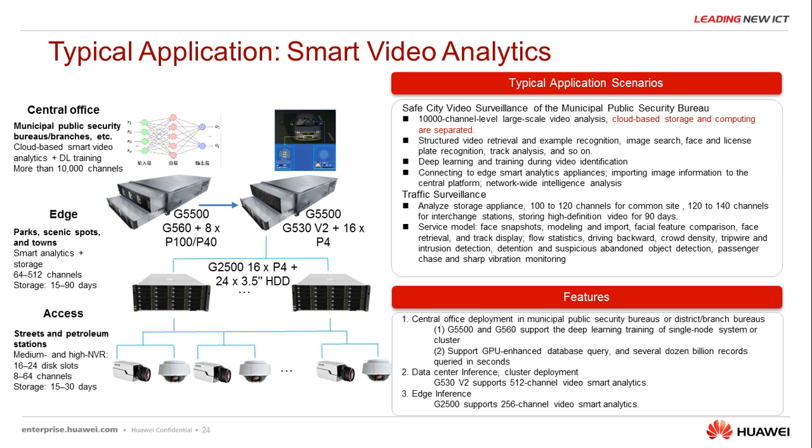Additionally, we can also look at the traffic surveillance scenario, which has the following highlights: analysis storage appliances with 100 to 120 channels for common sites, 120 to 140 channels for interchange stations, and the ability to store high-definition video for up to 90 days. And a wider range of service models, including face snapshots, modeling and import, facial feature comparison, facial retrieval, tracking display, flow statistics, driving backwards, crowd density, tripwire and intrusion detection, detention and suspicious abandoned object detection, passenger chasing, and sharp vibration monitoring.